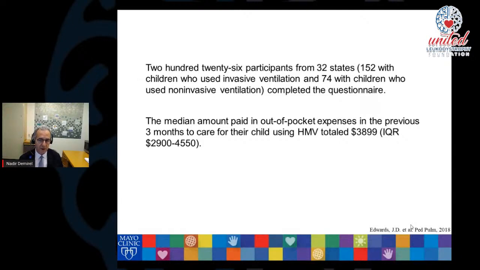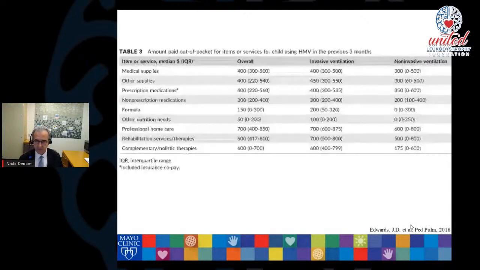And the number they found is $3,899. It's a crazy amount of money. And when they compared invasive ventilation with non-invasive ventilation, obviously, you can argue that patients with invasive ventilation may be sicker, but I am not sure about that.